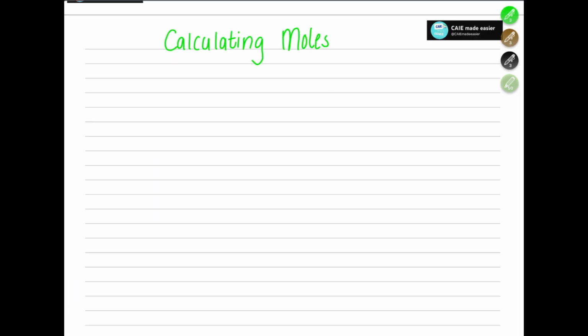Now in the past papers or in the question exam, you will be asked to calculate moles. And to calculate moles, we have 3 formulas. Let's look at the first one and the example. The formula is number of moles equals mass divided by MR. MR is the molecular mass, or AR if it's an atom. This is given in the periodic table.